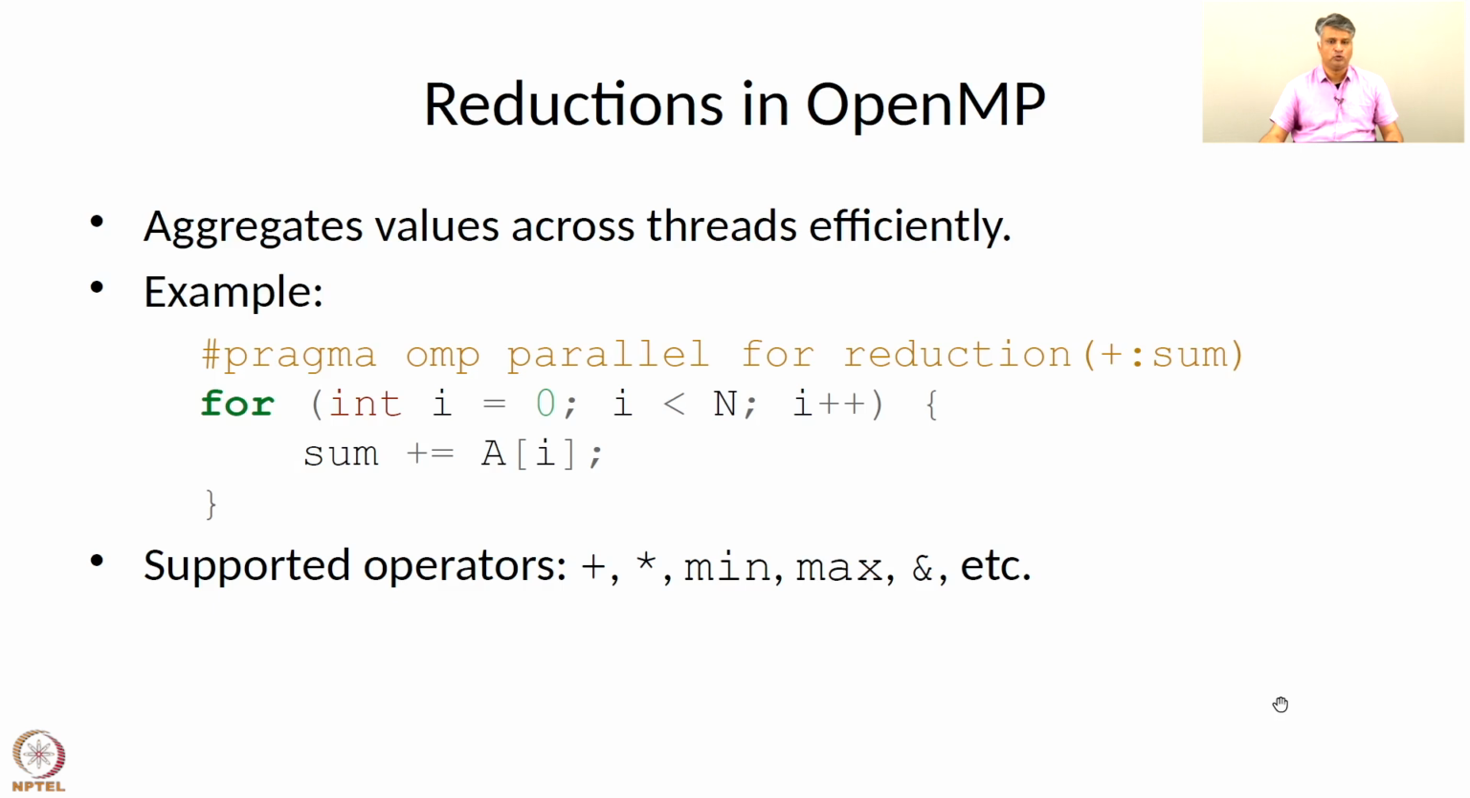We are looping through an entire array a[i], and we are summing it up into a single variable sum, which is a critical operation. Now, when we do a hash pragma OMP parallel for and put the reduction operation plus colon sum, each of the threads will now initially have their own private copy of sum, will compute the local sum, and then it will compute the global sum at the end of the parallel section. The supported operators which are available in reductions are, as I said, addition, multiplication, min, max, logical AND, logical OR, and so on and so forth.